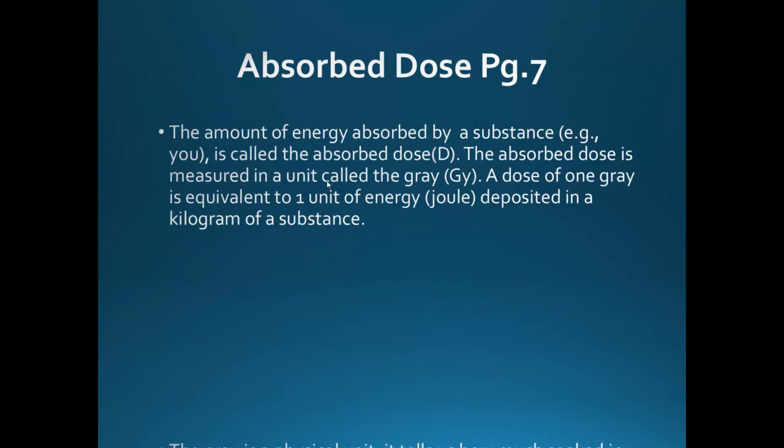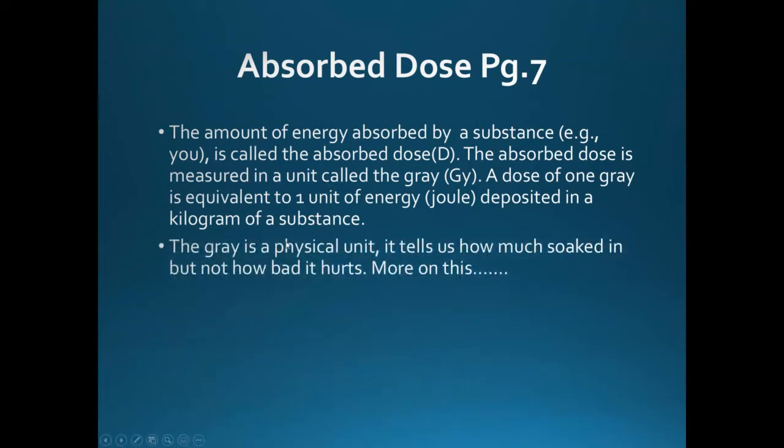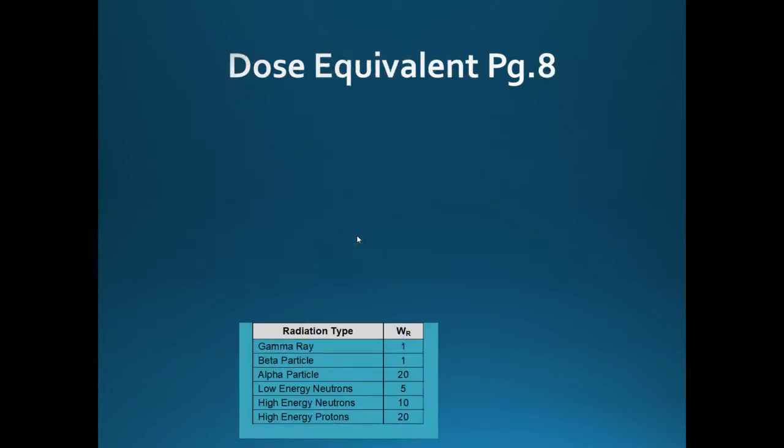Okay, the gray is a physical unit that tells us how much soaked into us or how much we are exposed to, but it doesn't tell us how bad it hurts, because again, there are different types of isotopes. Just because I got shot by the nuclear ray gun of this type for 2 seconds, and I got shot by the nuclear ray gun of that type for 2 seconds, same dose, but one of them could be much more dangerous than the other, and that's what we're going to talk about next, which is called the dose equivalent.